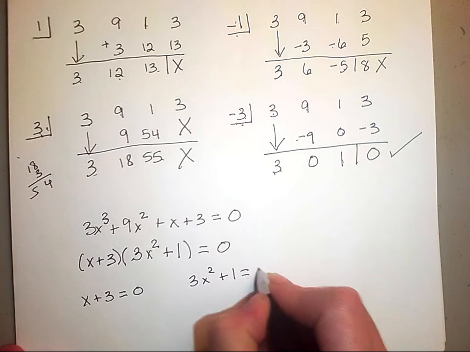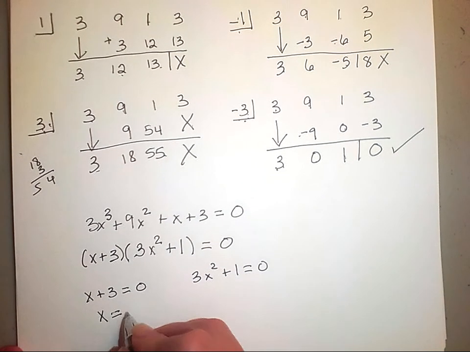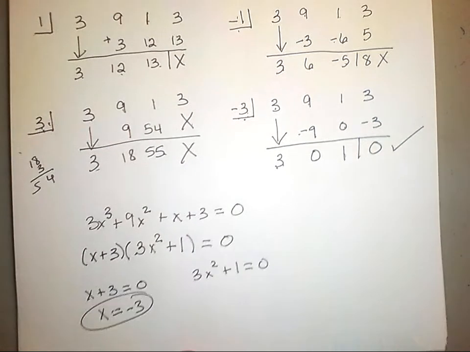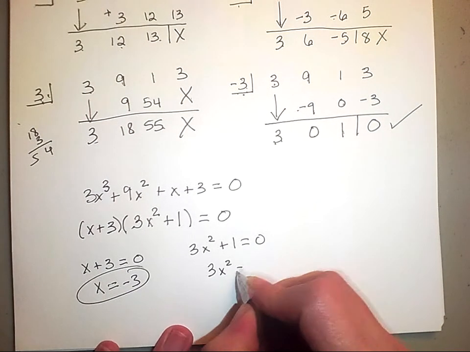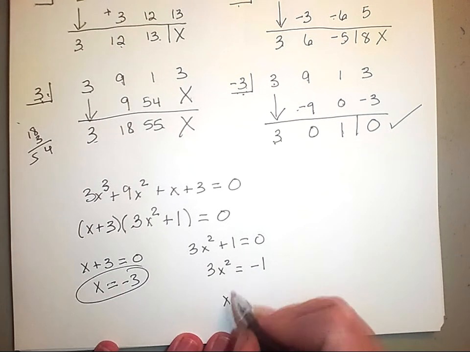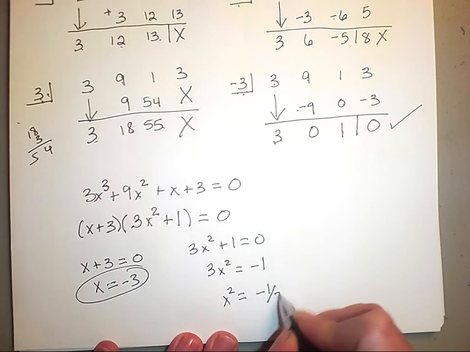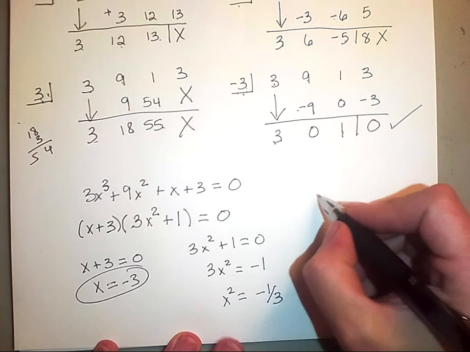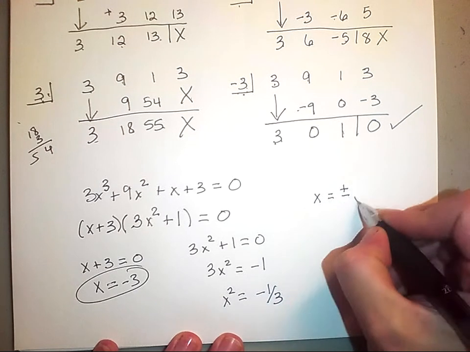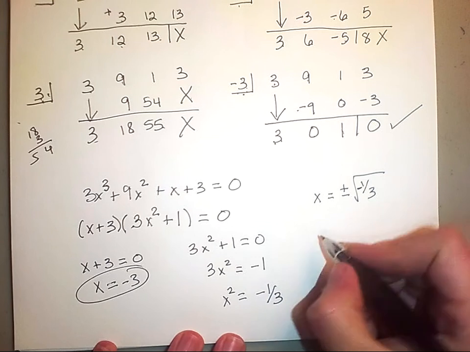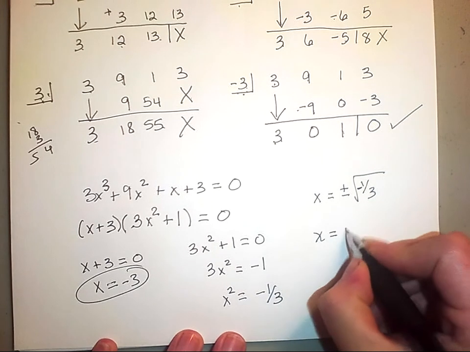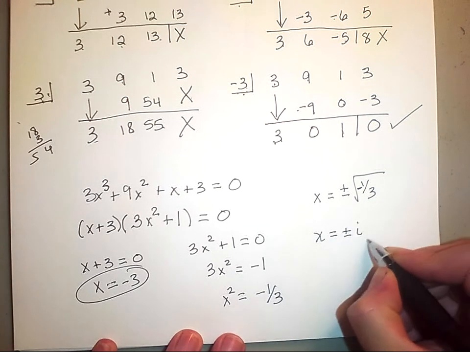We know this, x is equal to negative 3. We saw that up here. Now this is quadratic, so we can solve it. So this is 3x squared is equal to negative 1, or that x squared is equal to negative 1/3, so that x must be equal to plus or minus the square root of negative 1/3. Negative. And when we take the square root of a negative number, then we'll see here, x is equal to plus or minus i times the square root of 1/3.